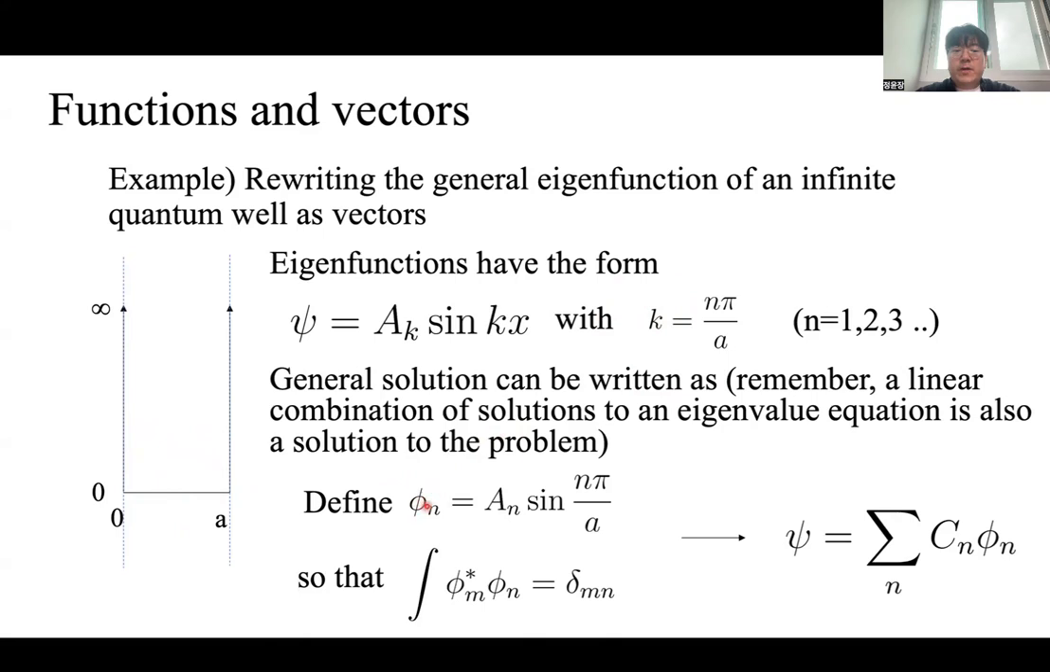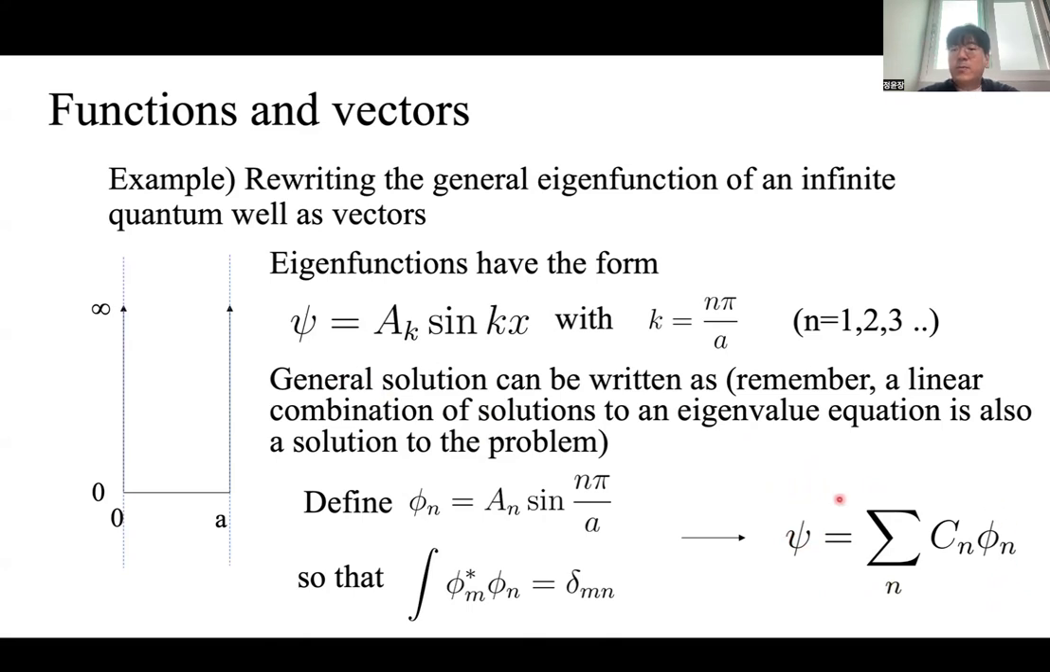So if I define this function, the base function, to look like this, which is just a different version of this, I'm just using n as my indicator instead of k. In general, I can write this function as a sum of all these n's, because a general solution to this problem, which is a differential equation, if you remember where it came from, can be written as a linear combination of all the other solutions that I have. Therefore, I can, in general, write this equation like this.